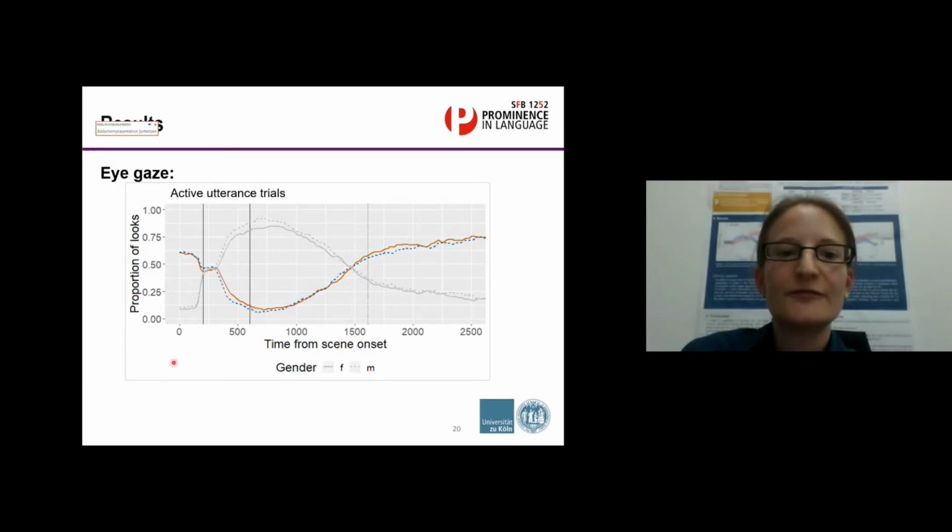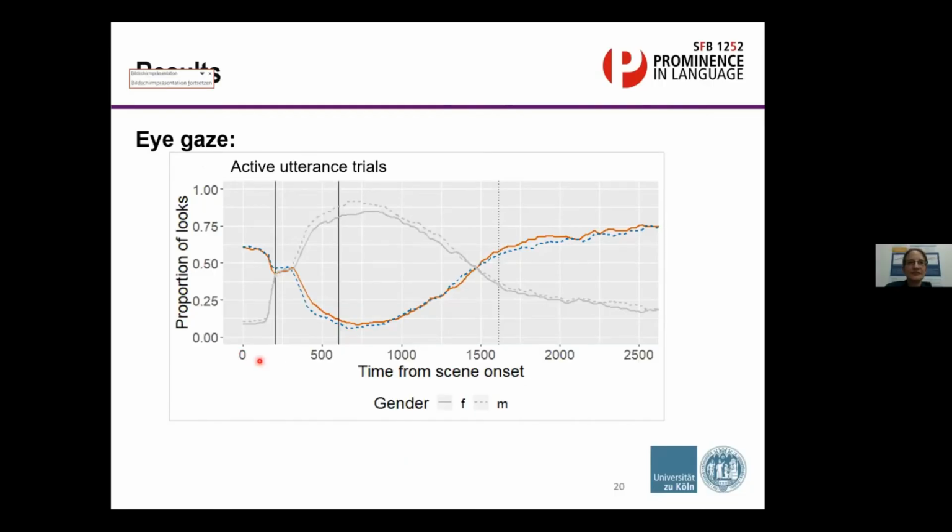Due to the scarcity of the data, we had only 69 trials with passive utterances. Only the proportion of looks for the active utterance trials are shown here. On the x-axis, you can see the time from scene onset, and the y-axis shows the proportion of looks to patient, here shown in color, and to the agent, shown in gray. For feminine nouns, these are the solid lines, and masculine nouns shown in dashed lines. The dotted vertical line indicates the average speech onset. The two solid lines indicate our analysis window.